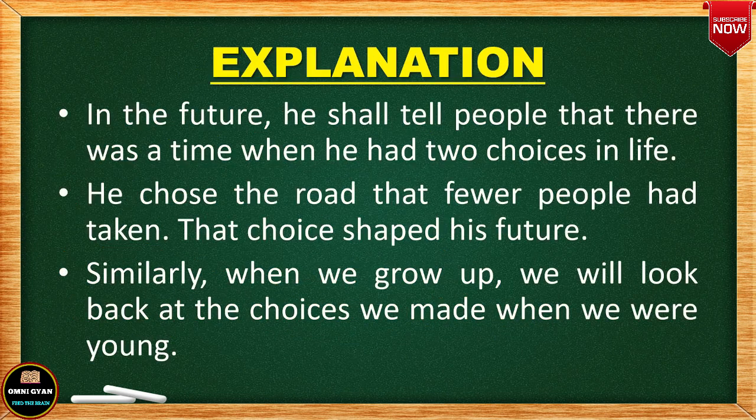What is the meaning of this? Explanation is that the poet is saying that in the future, the poet is telling that in the future, he shall tell the people that there was a time when he had two choices in life.